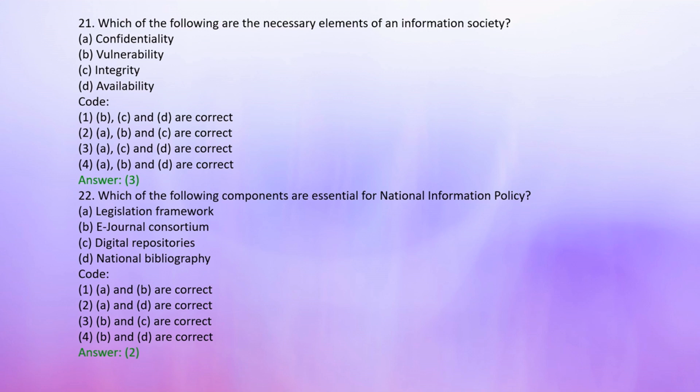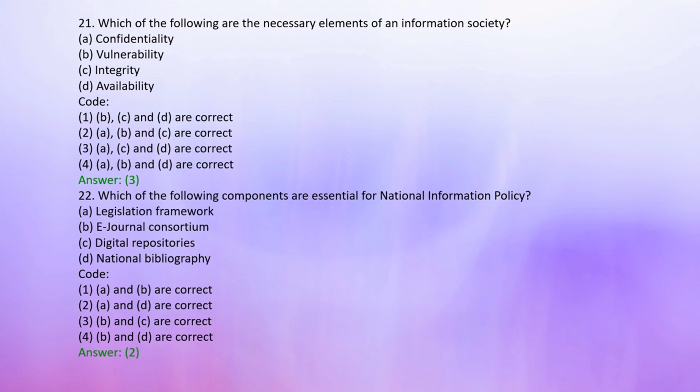Number 21. Which of the following are the necessary elements of an information society? A, confidentiality; B, vulnerability; C, integrity; and D, availability. Codes: number 1, B, C and D are correct; 2, A, B and C are correct; 3, A, C and D are correct; and number 4, A, B and D are correct. And correct answer is 3, means A, C and D are correct.